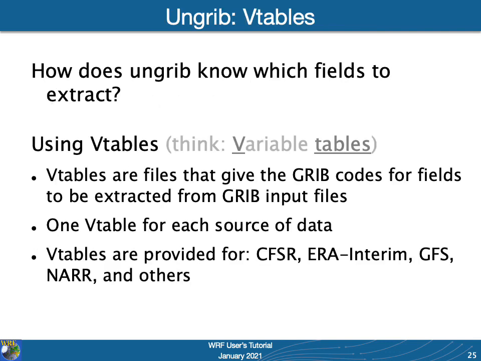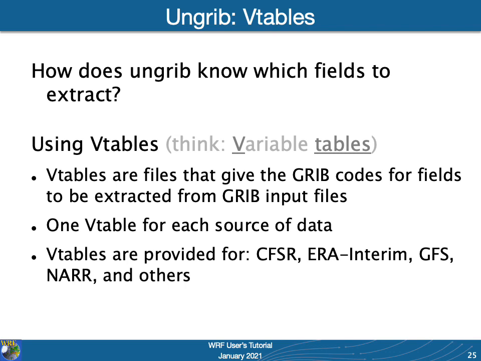So when the Ungrib program is processing a GRIB file, how does it know which fields it needs to extract from that GRIB file and write to an intermediate file? This is specified using variable tables, which we refer to as Vtables in WPS terminology. Vtables are files that list all of the GRIB codes that correspond to fields that need to be extracted from a given GRIB file.